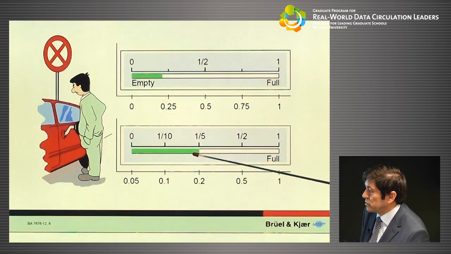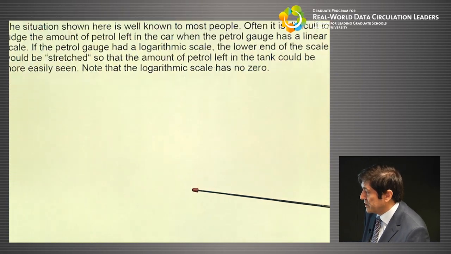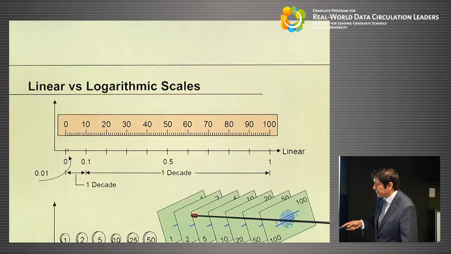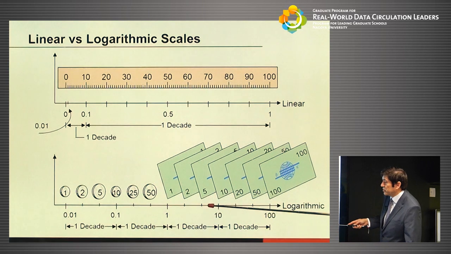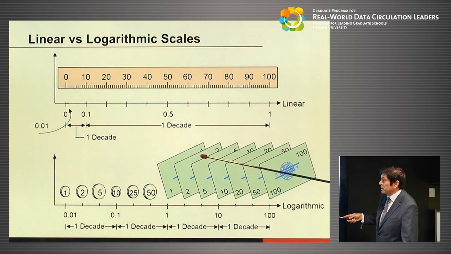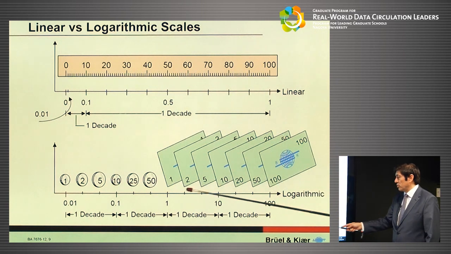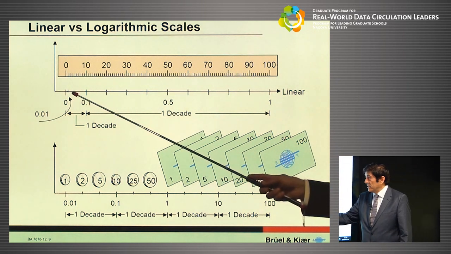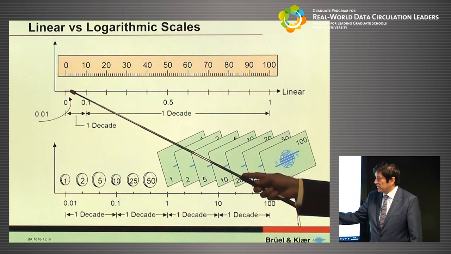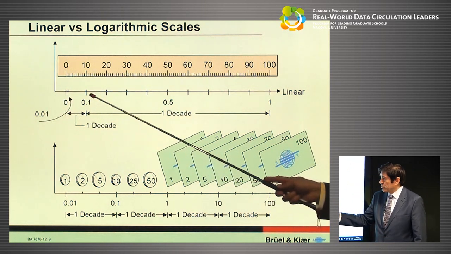But we use both of them. Why? There's a reason. Again, another term, if you look at data in linear scale or logarithmic scale, in linear scale, that's one decade, between 0.01 to 0.1.